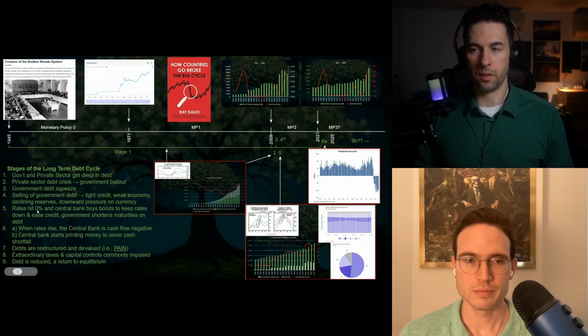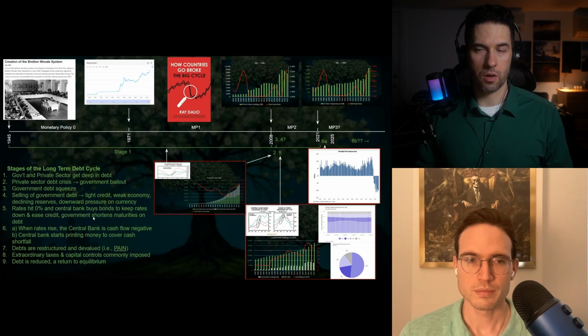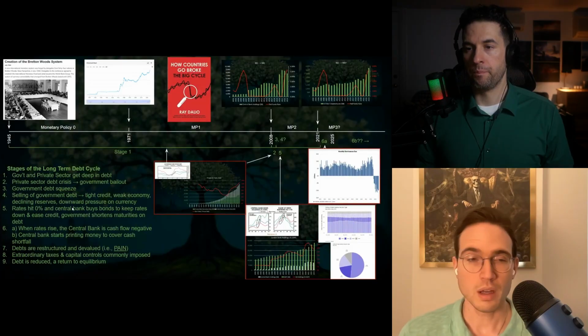So he describes rates hit 0%. That was 2008, 2009. Central bank buys bonds and keeps rates down to ease credit. That's quantitative easing. Government shortened maturities on debt. That's also true as well. So stage 5 to me just lines up perfectly with monetary policy 2. Yeah, just literally speaking, when I was looking at 4 right there, I could almost say you saw signs of that in Liberation Day even.